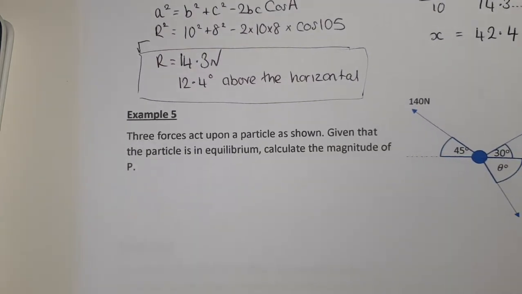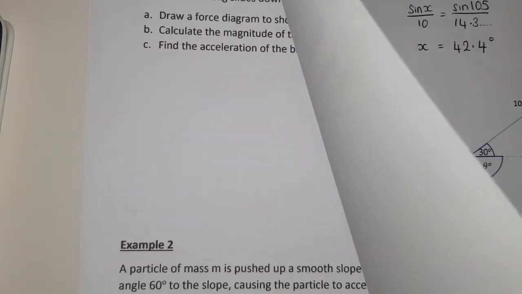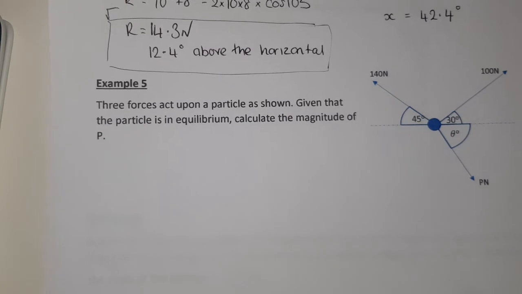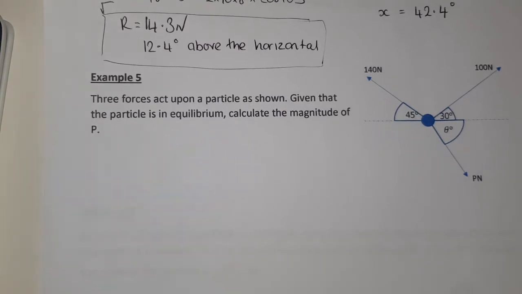Right, and then if we look at example 5, which is our last example for this first section, you've got 3 forces acting on a particle as shown. Given that the particle is in equilibrium, calculate the magnitude of P.